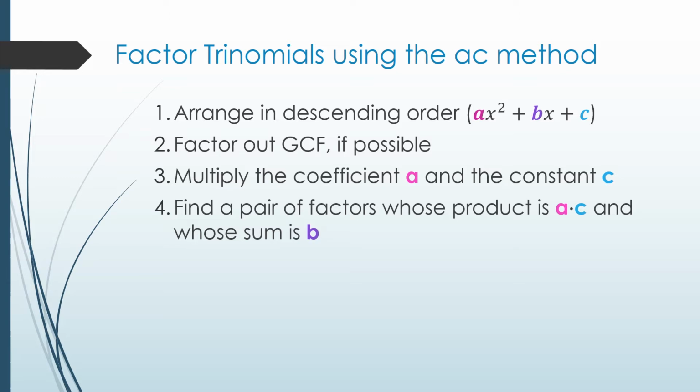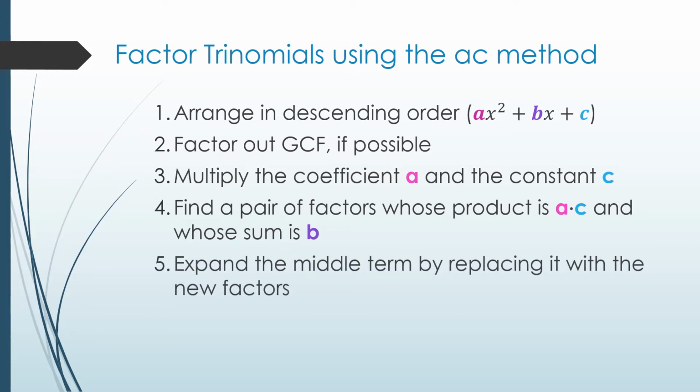Step 4, find a pair of factors whose product is a times c and whose sum is b, which is the middle term. Step 5, expand the middle term by replacing it with the new factors. Step 6, now you can factor by grouping.